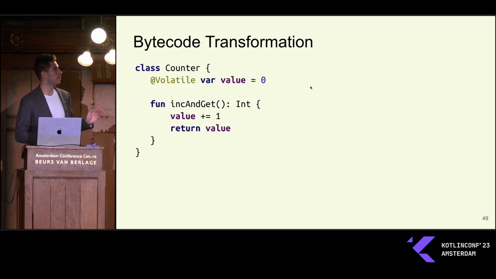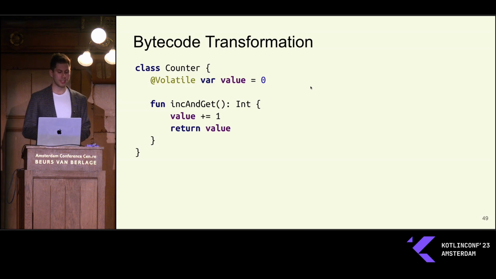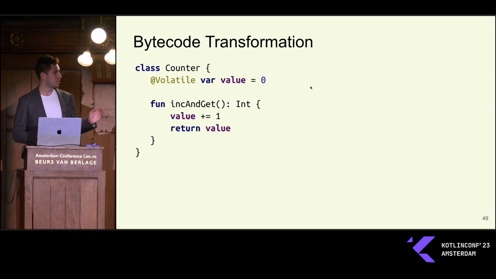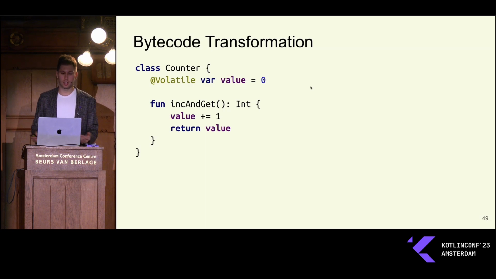For example, we have such a counter with the only increment and get operation. And the implementation is that we increment the counter non-atomically, and then we read it again to return the new value. So this implementation is correct in the sequential world, but it doesn't look correct under concurrent updates.